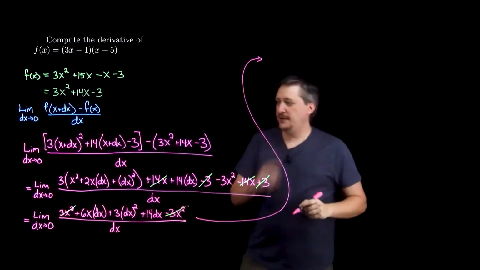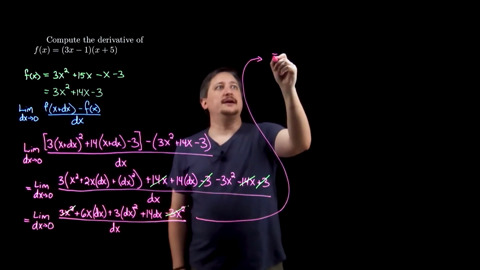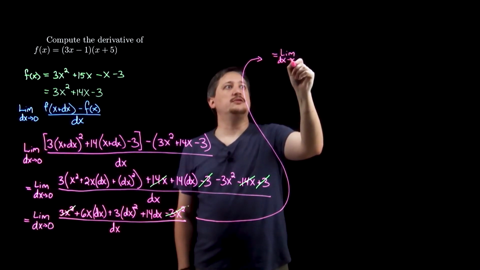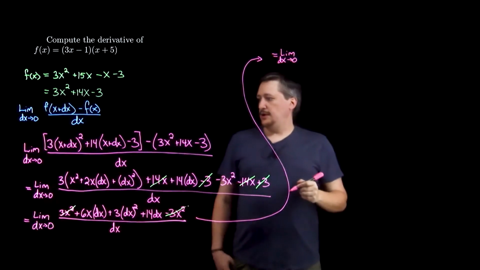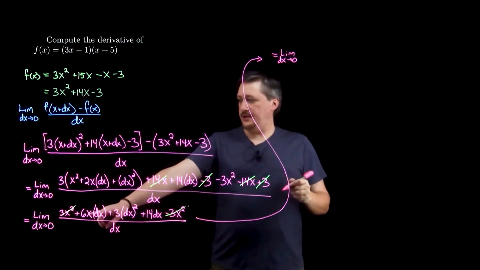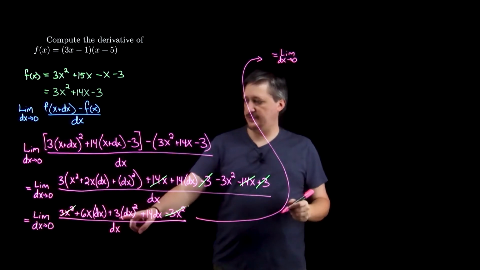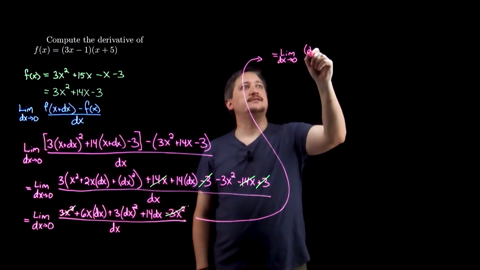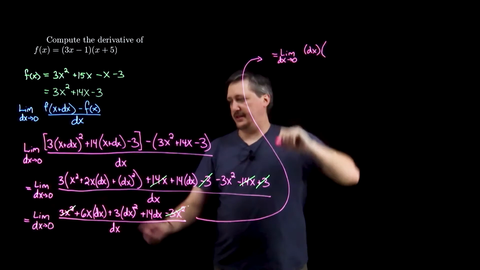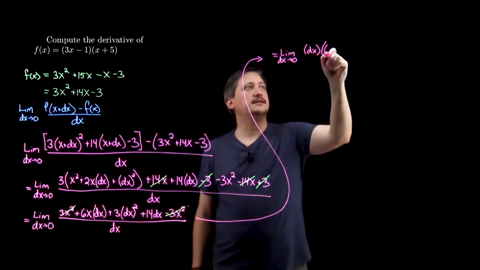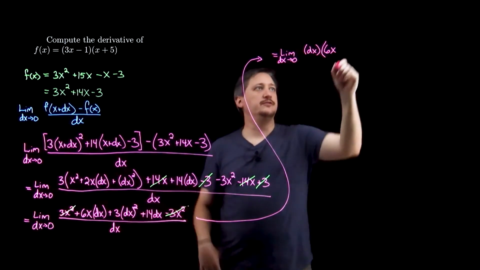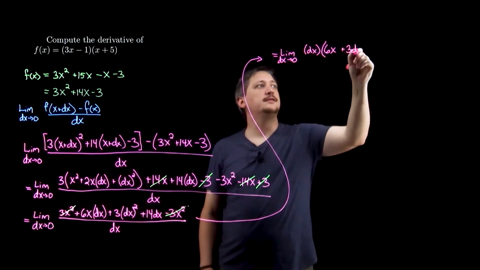Continue on. I have now the limit as dx goes to 0. I'm left with a 6x dx, a 3 dx squared, and a 14 dx. I see that there's a dx in each of these, so I'm going to pull out the dx, and that leaves me with 6x there, plus 3 (there was dx squared, and I pulled out one of them) so I get plus 3 dx.